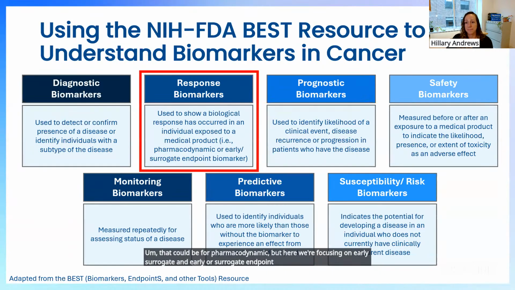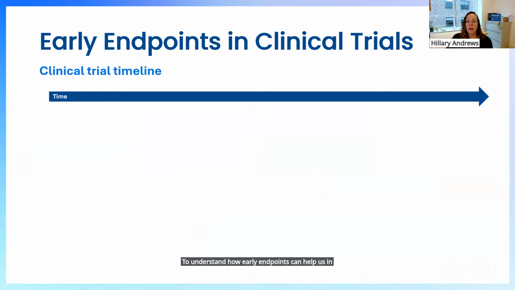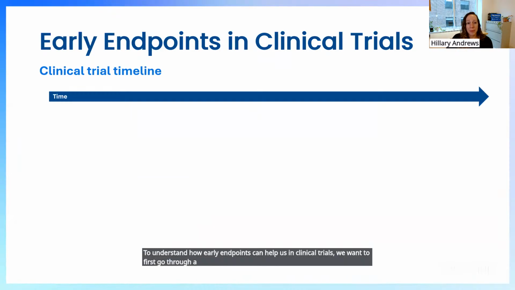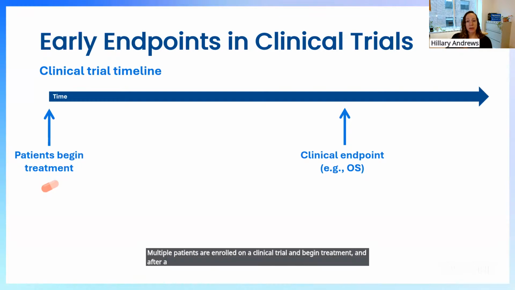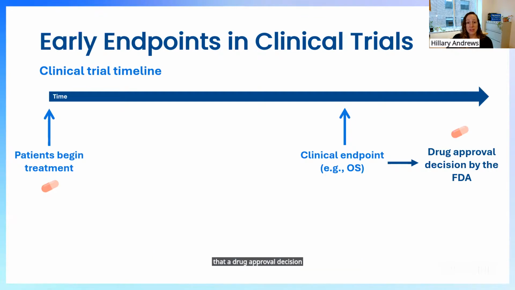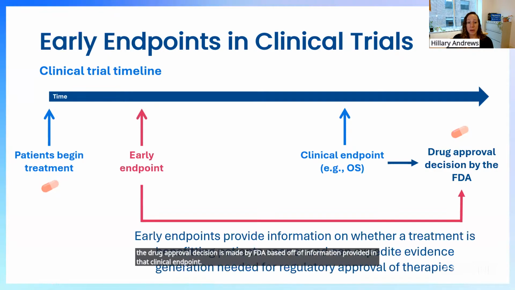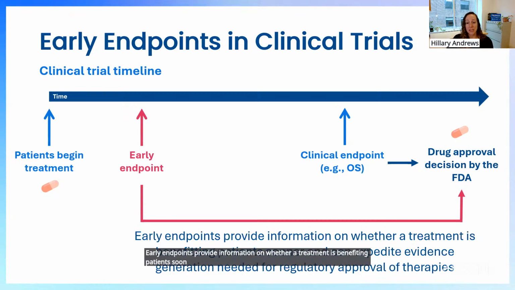To understand how early endpoints can help us in clinical trials, we want to first go through a clinical trial timeline. Multiple patients are enrolled on a clinical trial and begin treatment, and after a period of time, a clinical endpoint such as overall survival is measured. A drug approval decision is made by FDA based off of information provided in that clinical endpoint. Early endpoints provide information on whether a treatment is benefiting patients sooner and can expedite evidence generation needed for regulatory approval of therapies.